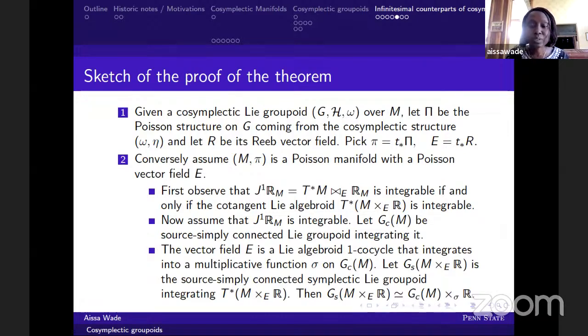So we use some type of Poissonization because from my Poisson structure pi and E, I can obtain a Poisson structure on M cross R. And integrability for this Poisson structure is the same as integrability for this Lie algebroid. So we use some type of Poissonization here.